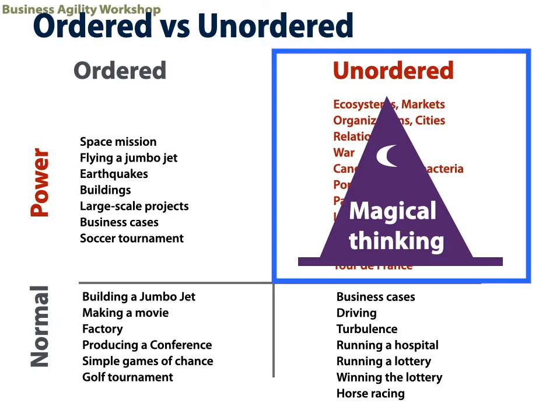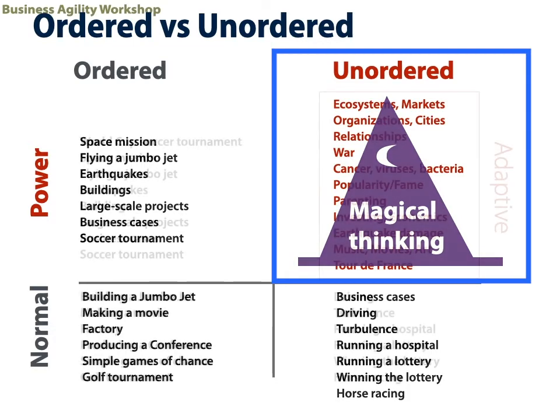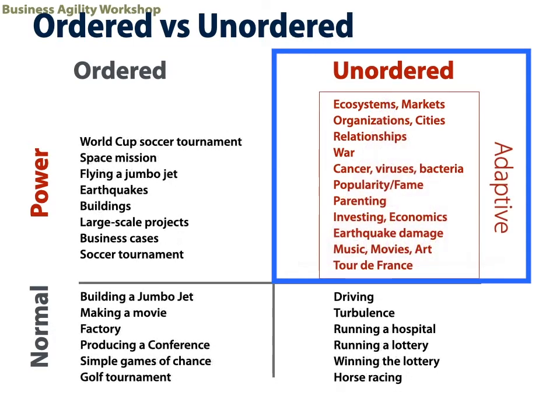And when you're in the unordered world, in a power distribution where it's mostly the unknown unknowns, that's where we can trip ourselves up by thinking we understand cause and effect. So here's a couple more examples. And the most important example I have here is ecosystems, because ecosystems are adaptive.